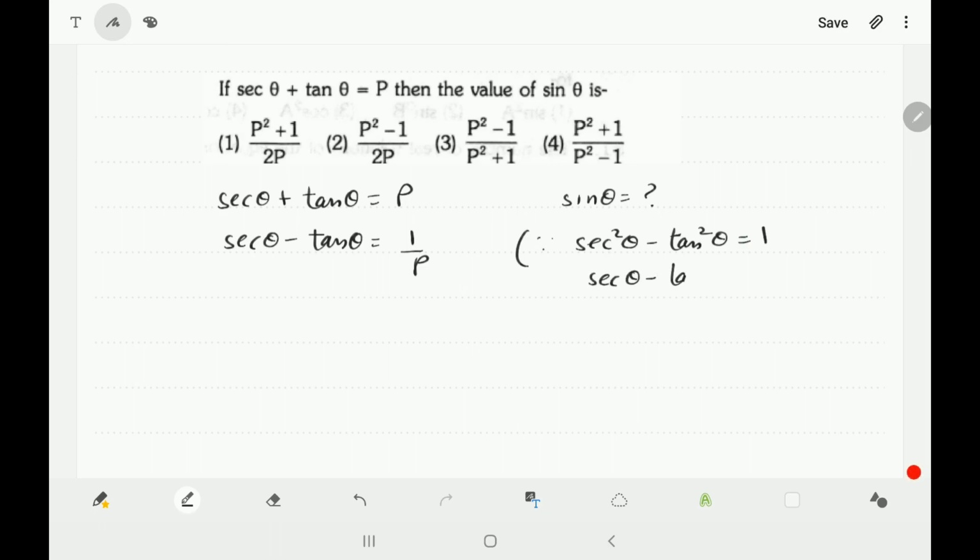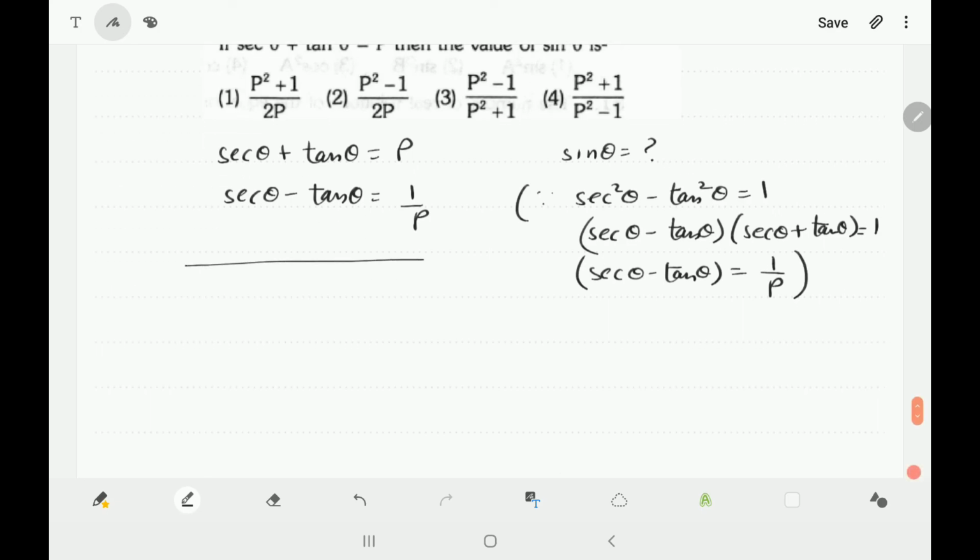So I can write this term as secant theta minus tan theta into secant theta plus tan theta is equal to 1. Okay, so we already know the value of secant theta plus tan theta. So secant theta minus tan theta will be equal to 1 divided by secant theta plus tan theta, which is 1 by p. Okay, now if we add these two terms, we will get 2 secant theta is equal to p plus 1 by p. Okay, so secant theta will have the value as p square plus 1 divided by 2p.